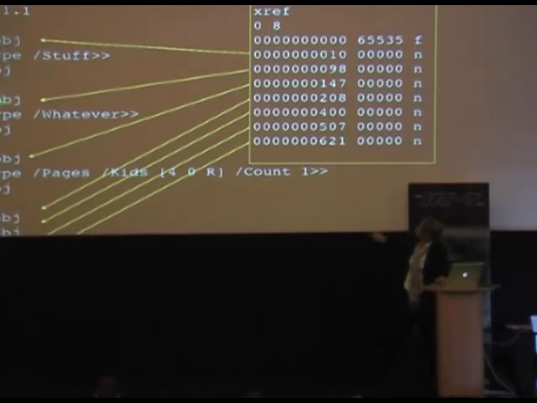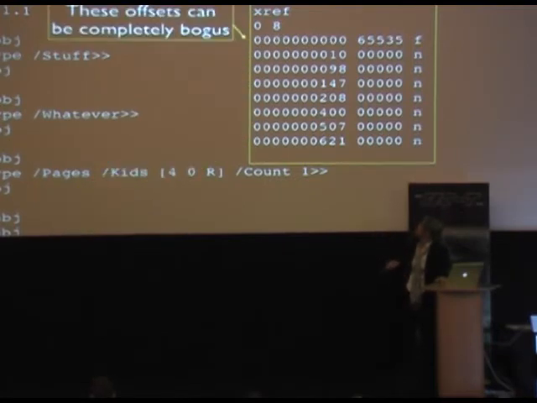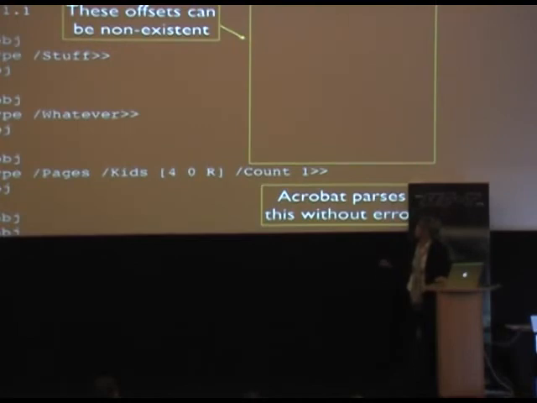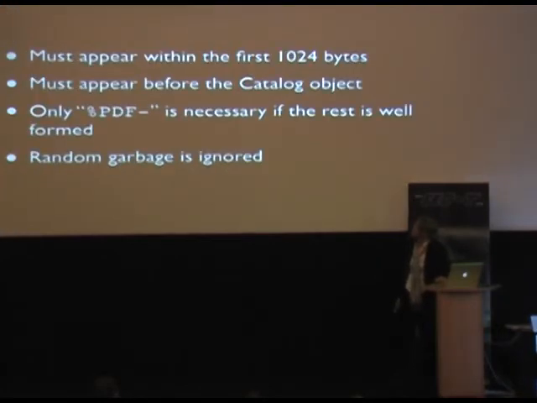Object 2 starts at the 98th byte, which is 98 bytes from there to there. Object 3 starts 147 bytes in, which is there. So that's 147 bytes, and so on and so forth. But these numbers can be completely arbitrary and bogus. So this works just as well, and actually you can leave them off entirely, and it works fine too.